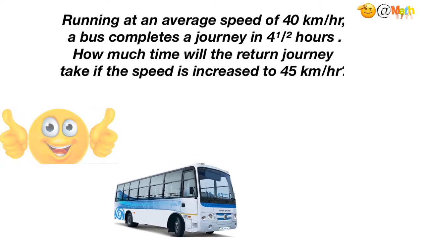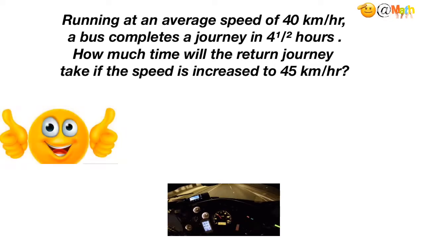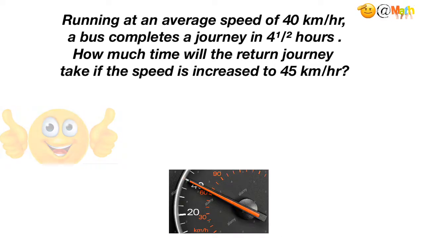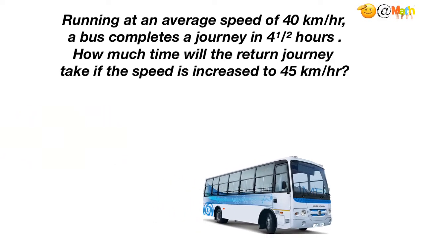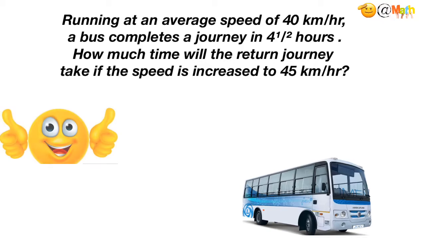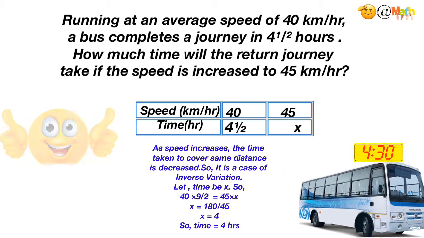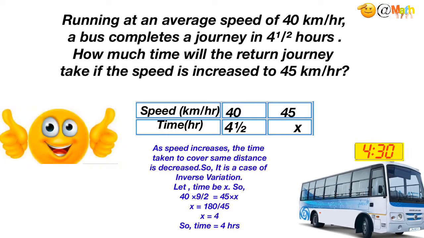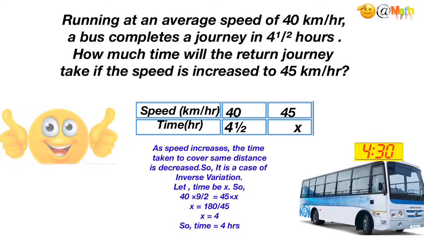Running at an average speed of 40 km per hour, a bus completes a journey in 4.5 hours. How much time will the journey take if the speed is increased to 45 km per hour? As speed increases, time will decrease, and if speed decreases, time will increase. So it is the case of inverse variation. Let us make a table first for speed and time. On calculation, we have 4 hours.